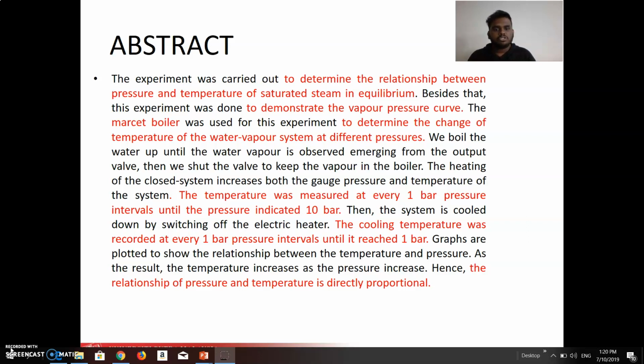The Marcet boiler was used to determine the change of temperature of the water vapor system at different pressures. The temperature was measured at every 1 bar pressure interval until the pressure indicated 10 bar. Then the system was cooled down by switching off the electric heater. The cooling temperature was recorded at every 1 bar pressure interval until it reached 1 bar. Hence, the relationship of pressure and temperature is directly proportional.